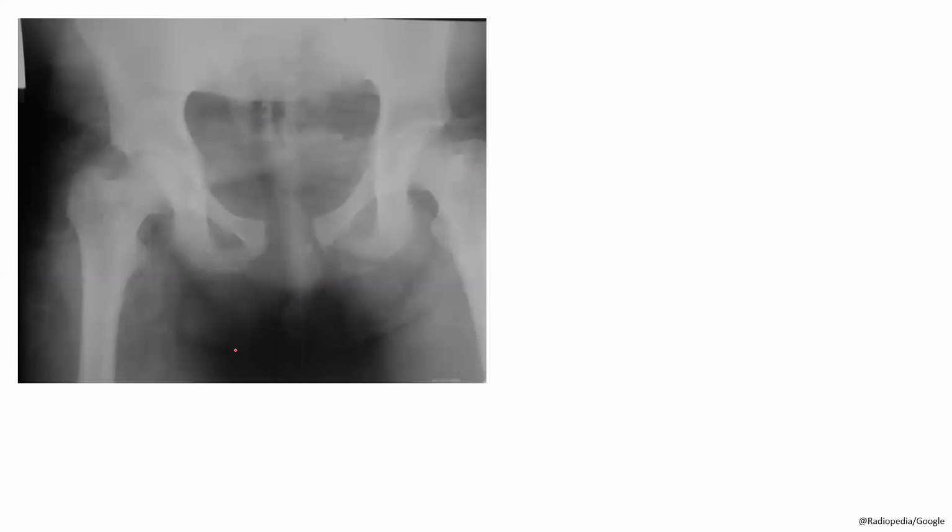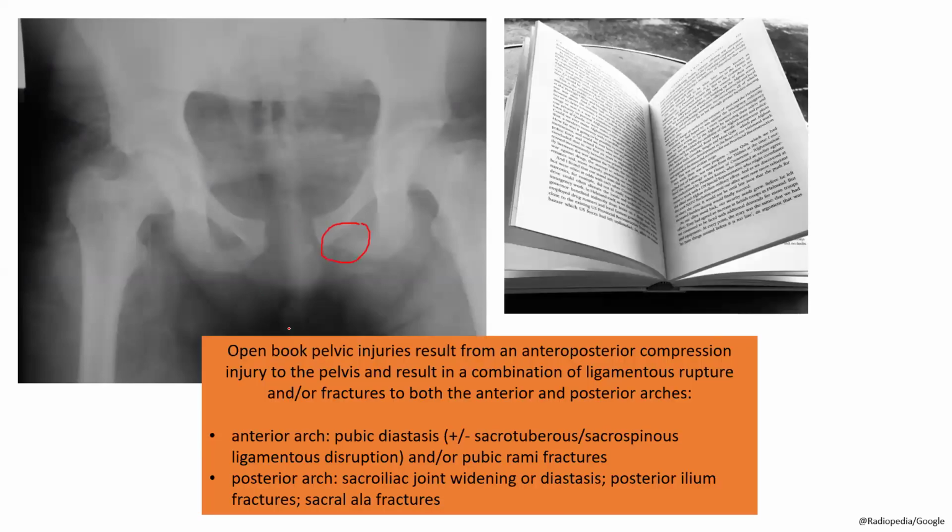What is happening in this radiograph? This pelvic radiograph is showing separation of the pubic symphysis and there is a fracture here. So this is open book pelvic injury, which results from anteroposterior compression, and it results in injury and fracture of both the anterior as well as posterior arches.